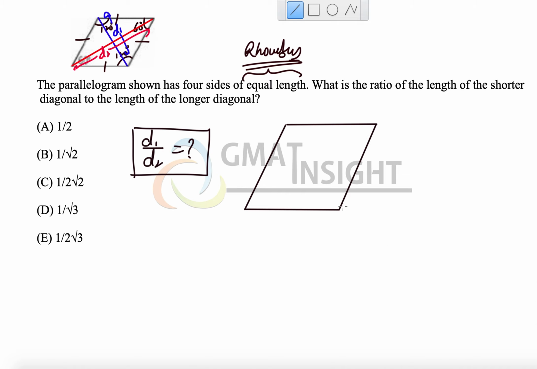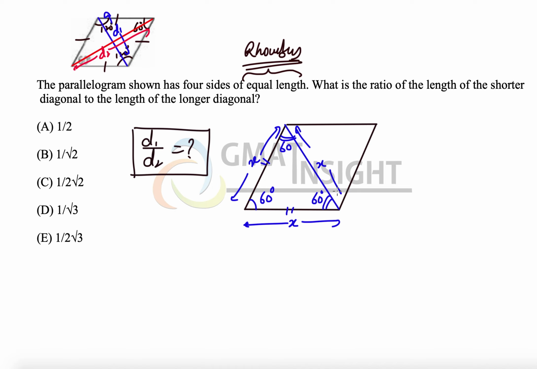Now see, what I'm doing here is I'm once again drawing the shorter diagonal. But what happens with this shorter diagonal is, because these two sides are equal and this angle is 60 degrees, the remaining two angles should also be equal in this triangle, and the sum of the angles in a triangle is 180 degrees. That means each angle of this triangle will be 60 degrees as well. Which means that if I assume that the side here is x, then this will also be x and this will also be x, right? Which means I understand that D1 is equal to x.